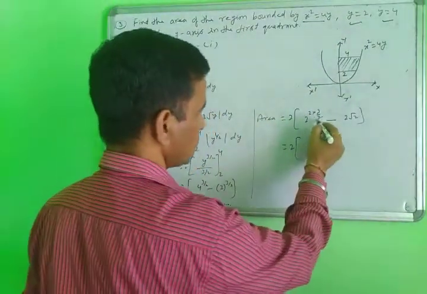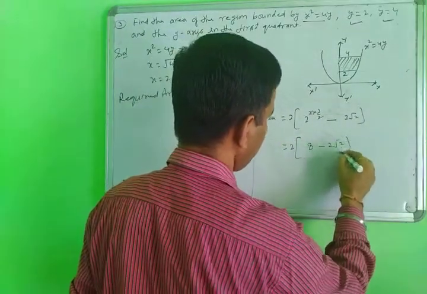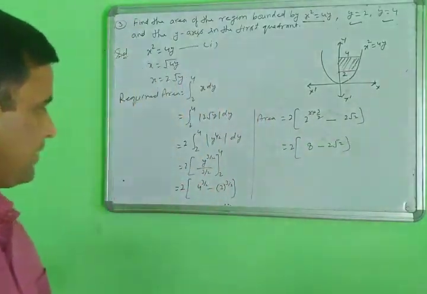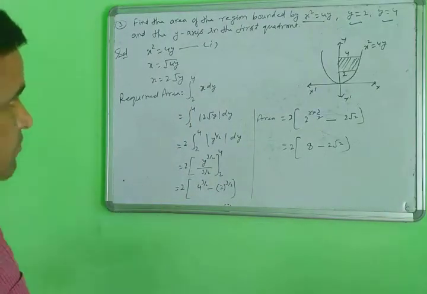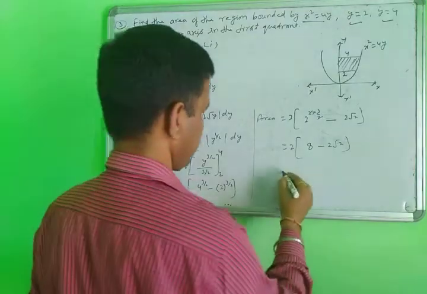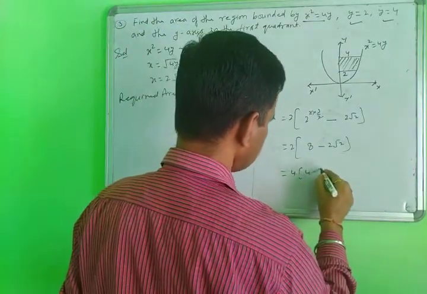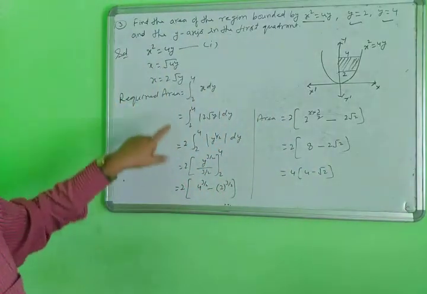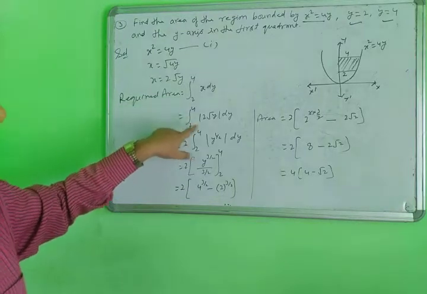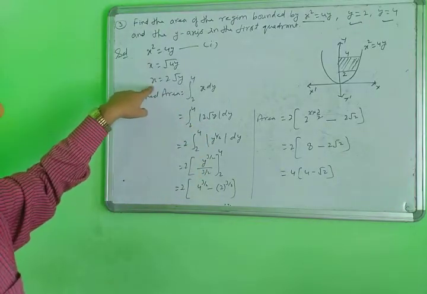And here to cancel, what is that? 8 minus 2 root 2. 8 minus 2 root 2. So then you can write here, taking 2 common, 2 with the 4, 4 minus root 2. 4 minus root 2. So then the required area equals 2 root 2, or what value of x here?